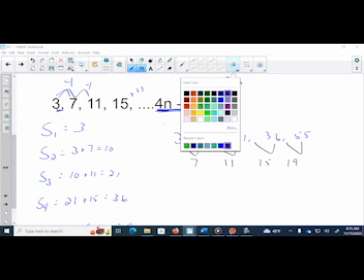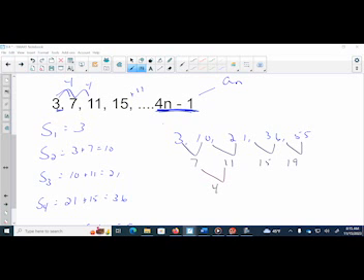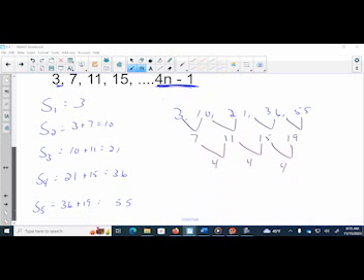Now I'm going to find the second differences. So my second differences are going to be 11 minus 7, which is 4, 15 minus 11, which is 4, 19 minus 15, which is 4. So my second difference is the same. So I know it's a quadratic relationship. So that means I'm coming up with a quadratic equation.